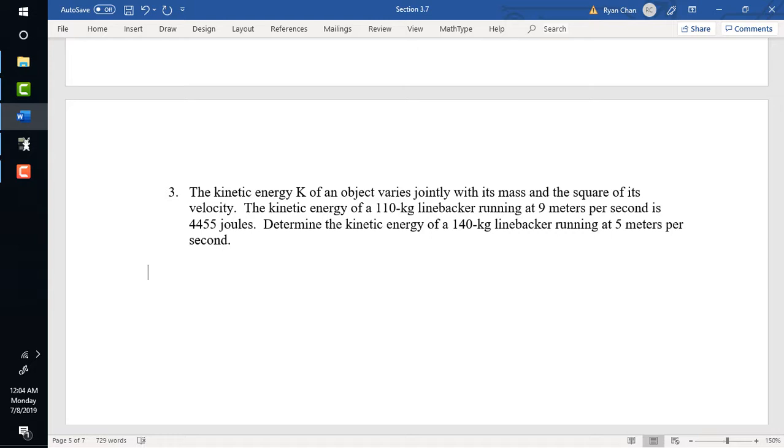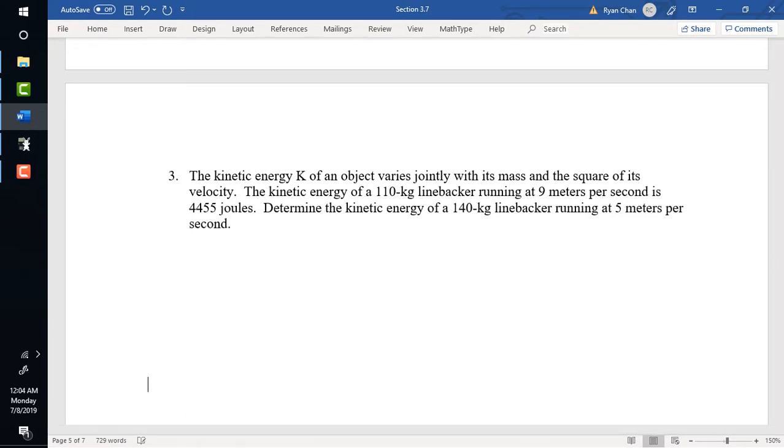Okay. It says the kinetic energy of an object varies jointly with its mass and the square of its velocity. The kinetic energy of a 110 kilogram linebacker running at 9 meters per second is 4455 joules. Determine the kinetic energy of a 140 kilogram linebacker running at 5 meters per second. Okay, so we want to write everything out. We want to label. So it says K is kinetic energy. Okay, and I want to write the units. That is going to be joules.